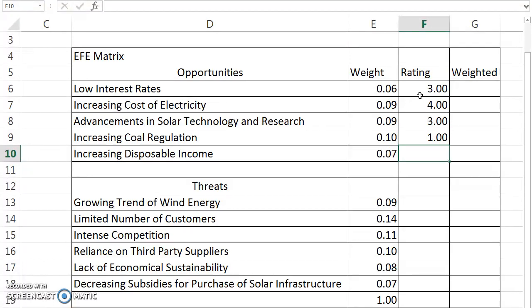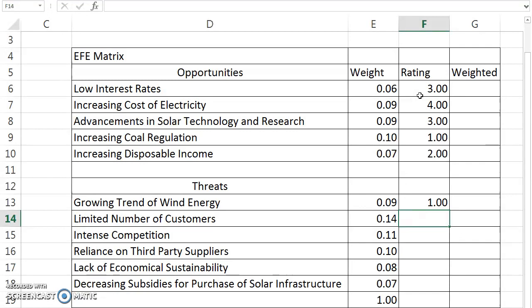Increasing disposable income. Have they started marketing to middle income people because the income's been going up, and their distribution outlets? If I find information that supports they've responded in the same way everyone else has, I'll give them a 2 for average. Growing trend of wind energy. How have they responded? Let's assume my research says they have responded poorly. I'll give it a 1.